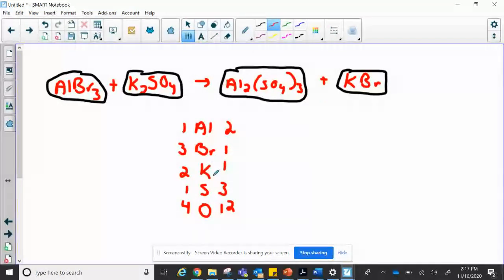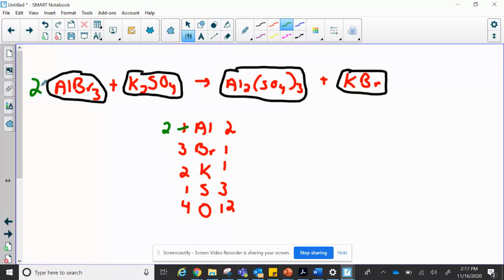All right, so remember I told you guys to leave your O's and your H's for last, so we're not going to worry about those right now. I'm going to just go ahead and start with aluminum because it's right here. So I know I need to get my aluminums even. So I'm going to start by putting a 2 over here because I know that I have 2 aluminums on the product side. I need 2 on the reactant side. So 2 times 1 aluminum gives me 2.